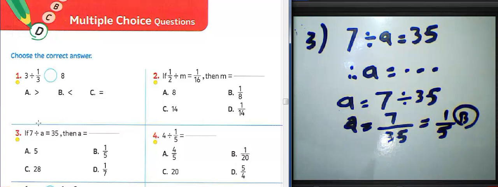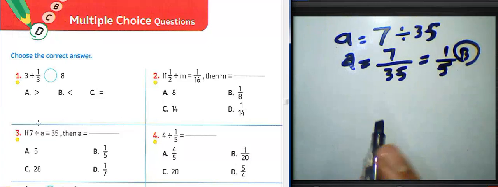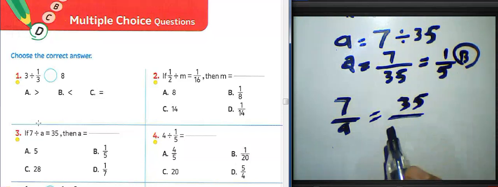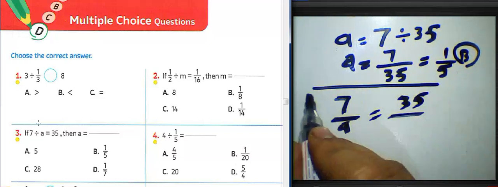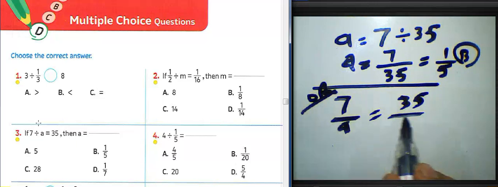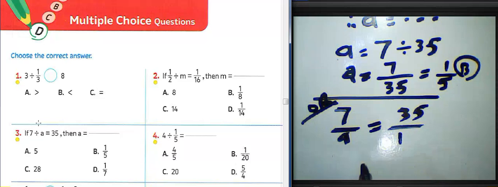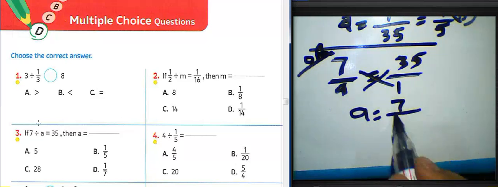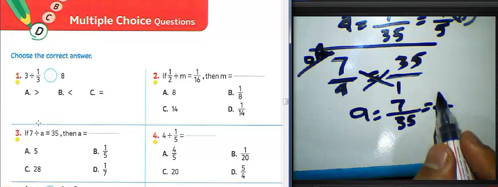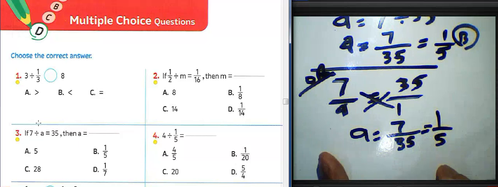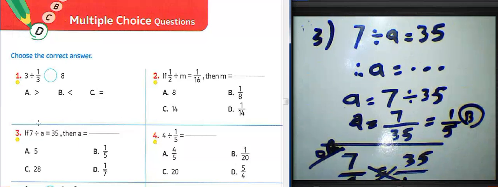We can solve this example by another method. 7 divided by A equals 35, it's a second method. 7 divided by A equals 35 over 1, and then A equals 1 times 7 over 35, which is 1 over 5 in simplest form. You can solve this example by this method or that method as you like.